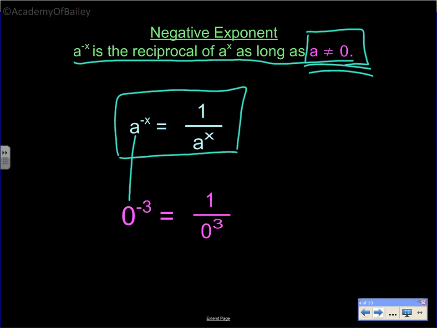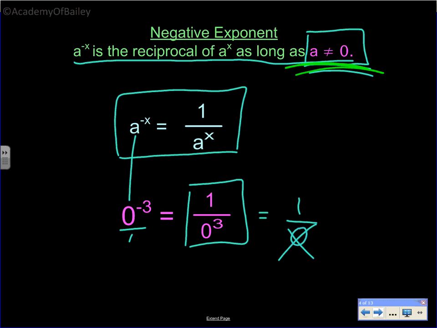So if you have 0 to the negative third power, the reciprocal of this is going to be 1 over 0 to the third power. Well, you know 0 to the third power is 0, so we're just going to have 1 over 0. And you cannot have 0 on the bottom of a fraction. Therefore, that's why a cannot be 0 when you have a negative exponent.